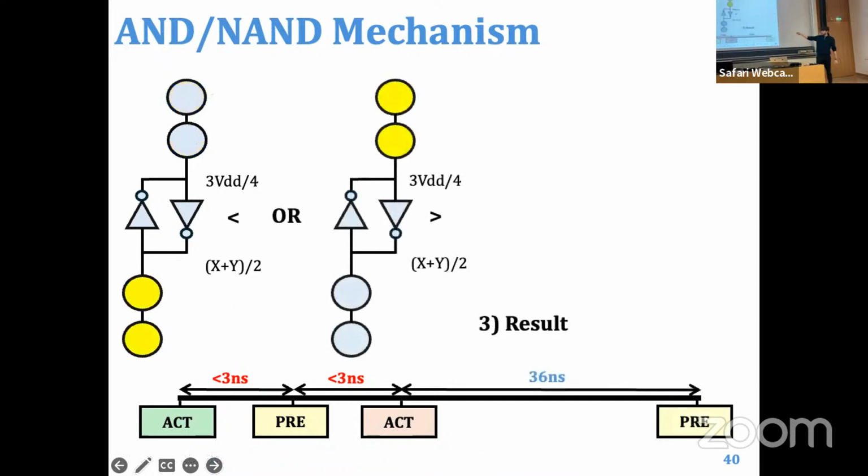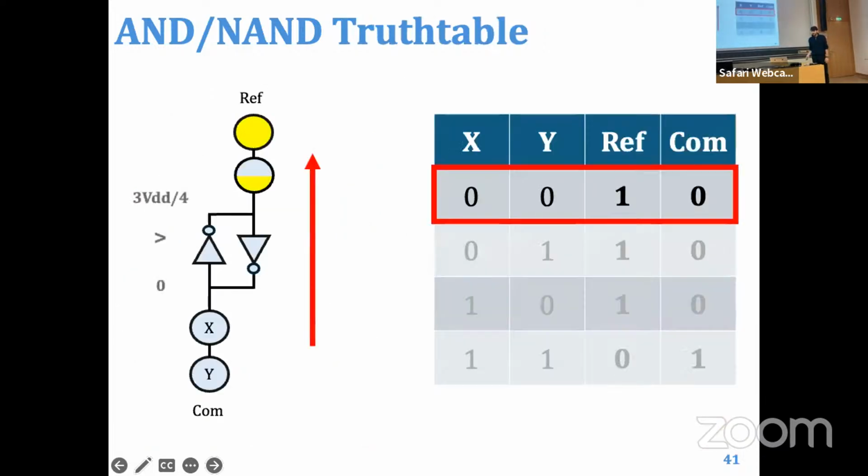If the average in the compute subarray is bigger, we can see that the voltage is dropped downwards. That means that the sense amplifiers pull the voltage downwards towards the compute subarray. If the average is smaller, then the sense amplifiers pull the voltage upwards towards the reference subarray. And thus we can differentiate between a 1 and a 0. Let's see it in a little bit more detail with a truth table.